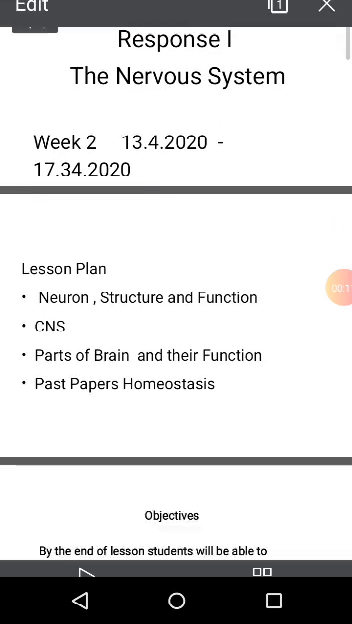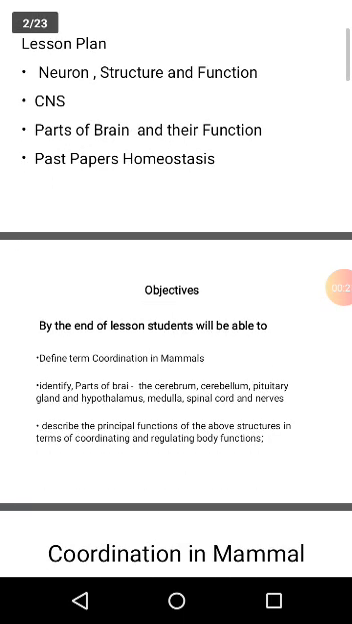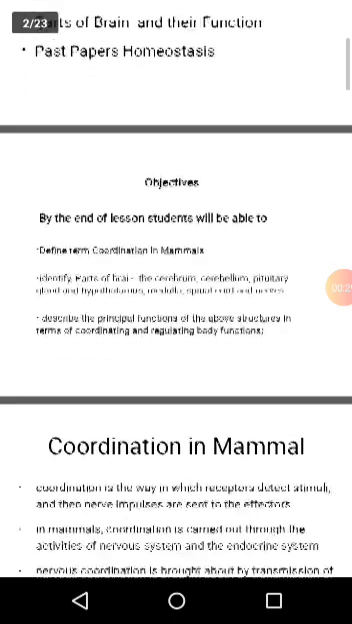Topic for this week is coordination and response 1, the nervous system. In this topic, the lesson plan is as follows: we will discuss the neuron, its structure and function, then the central nervous system, parts of the brain and their function, and at the end we will discuss past papers of homeostasis, which was the topic for last week.